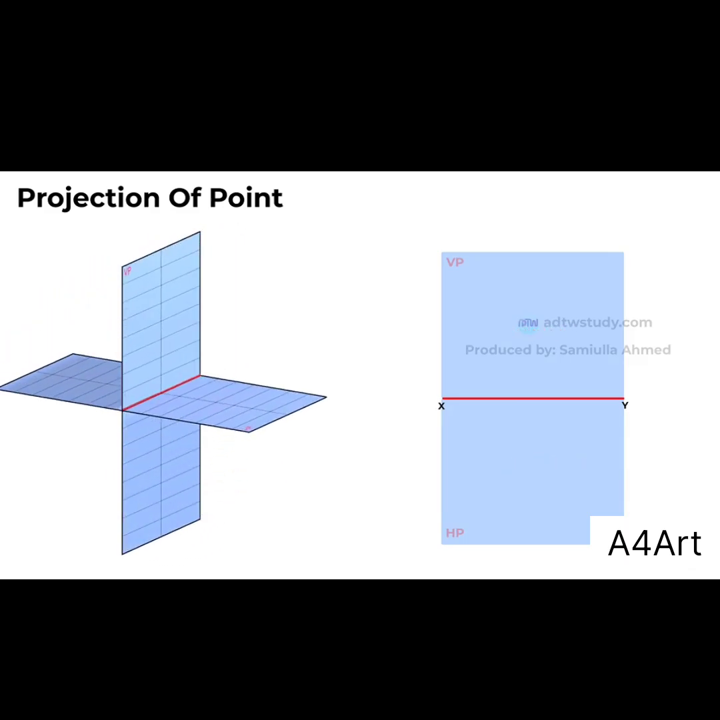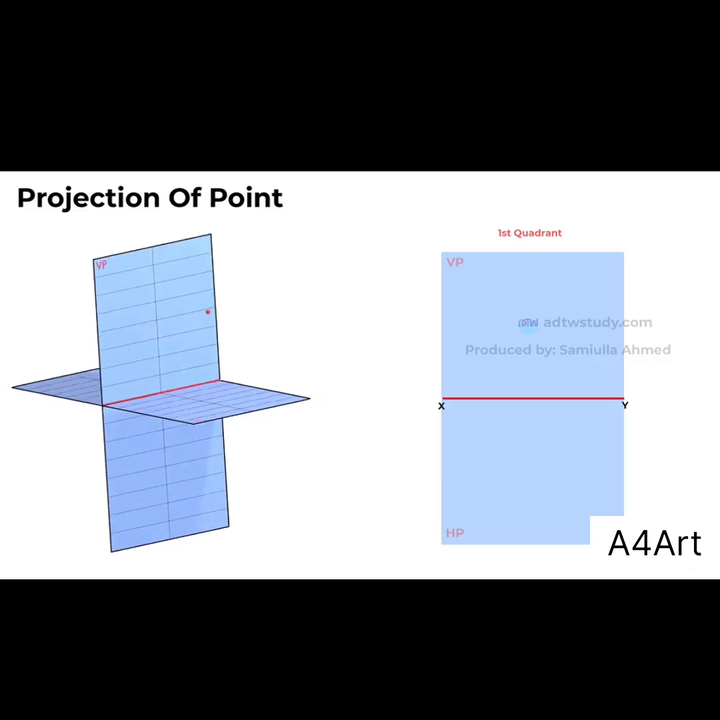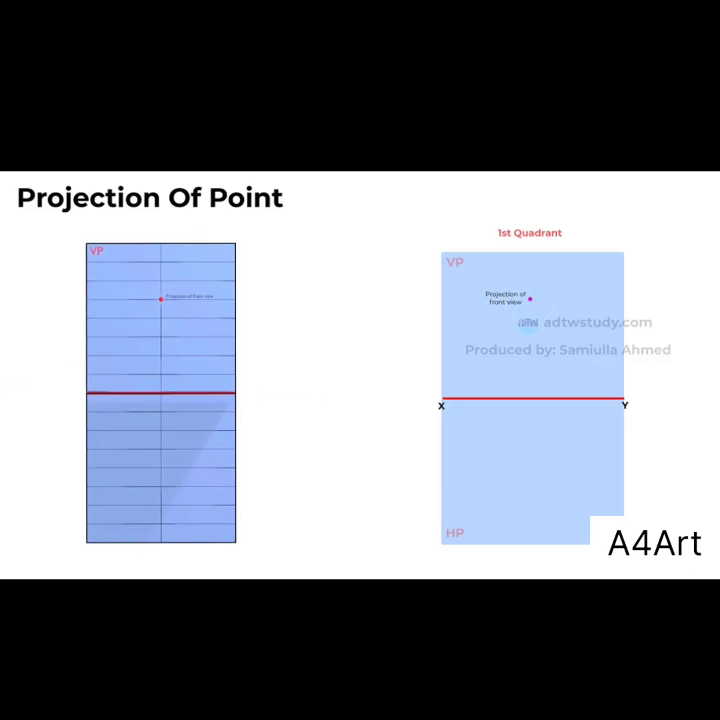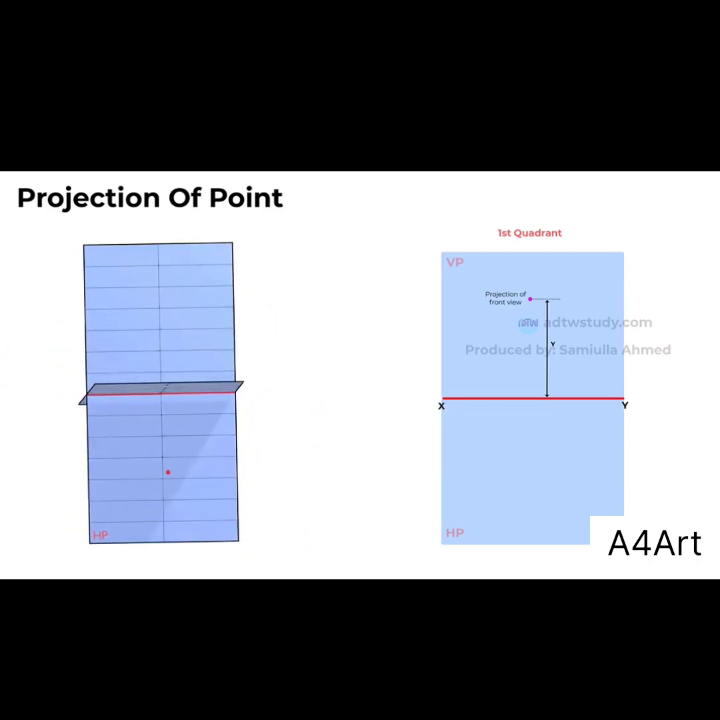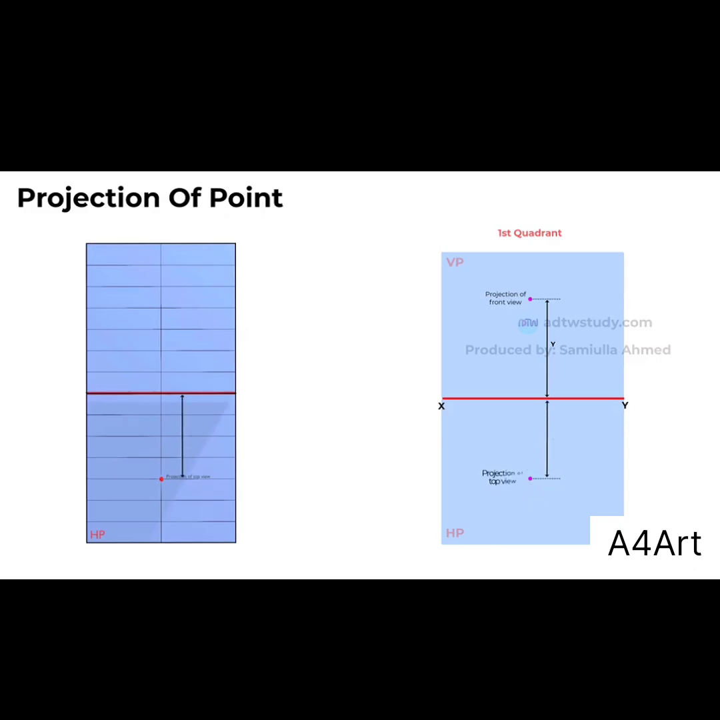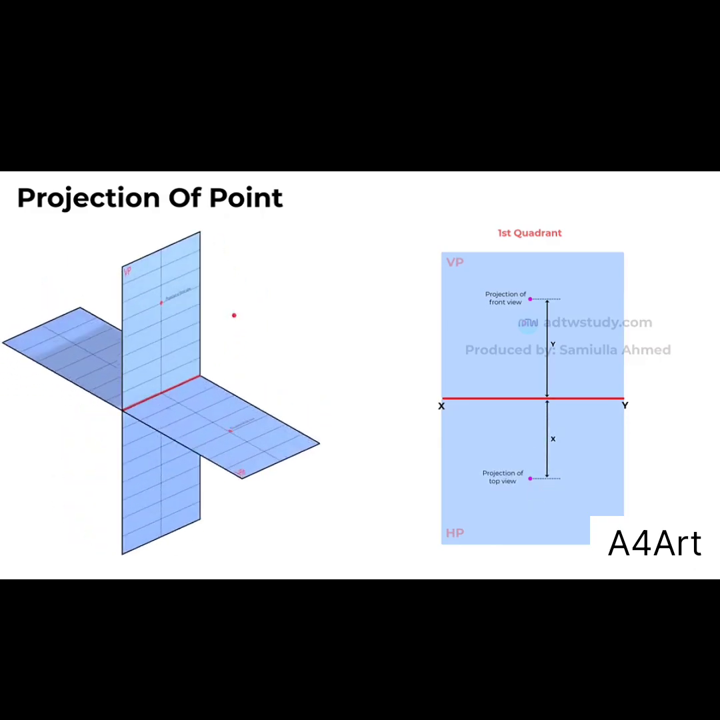Consider a scenario where a point lies in the first quadrant at a certain distance from the XY plane. In this case, the point is said to be in front of VP and above HP. When we view the point from the front view, the point will be positioned above the XY line at a distance of y. Conversely, in the top view, the point will appear on the horizontal plane, at a distance of x from the XY line. Thus, the representation on the 2D plane for the first quadrant follows this configuration.